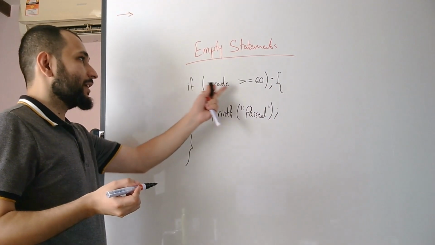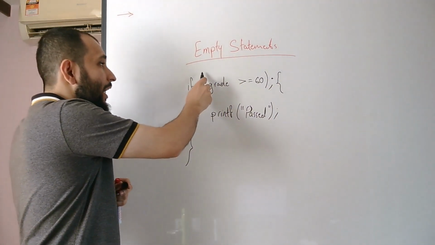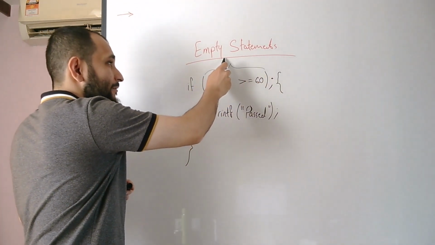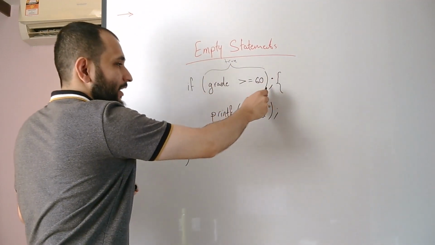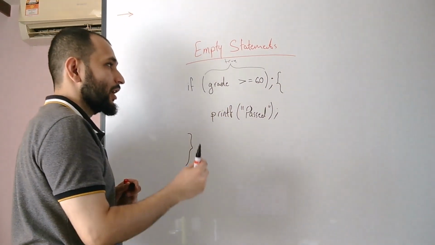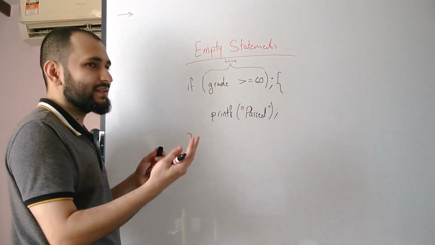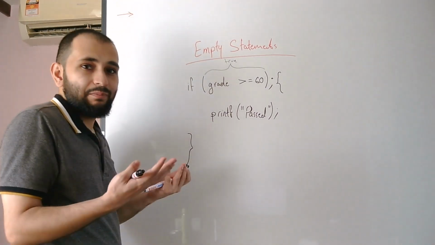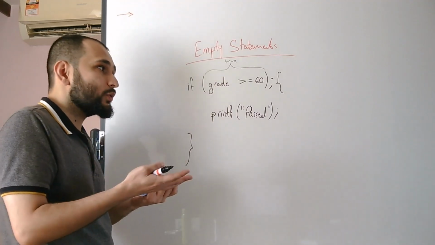Then this if statement becomes an empty statement. Basically, this condition will be checked, and if this condition is true, the compiler will think that there was a statement before this semicolon. So that statement, a blank statement, will be executed. Obviously, a blank statement has nothing that can be executed.